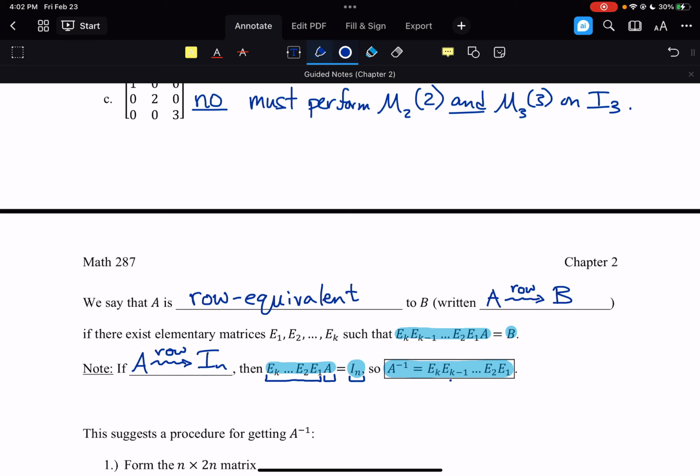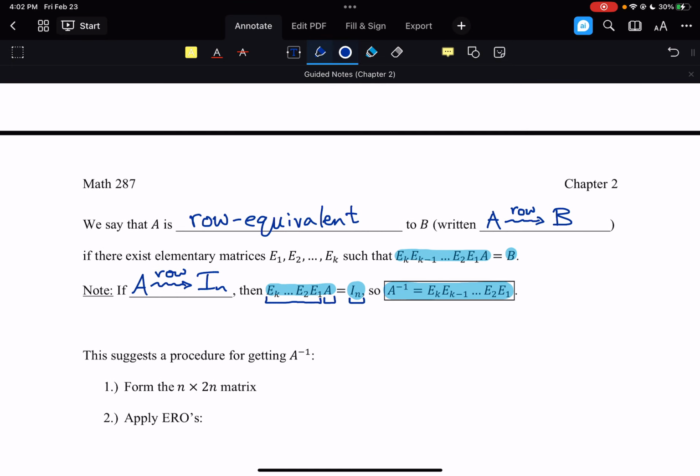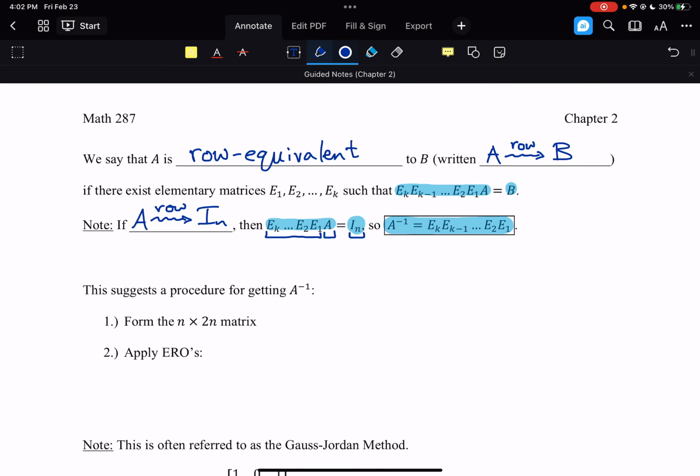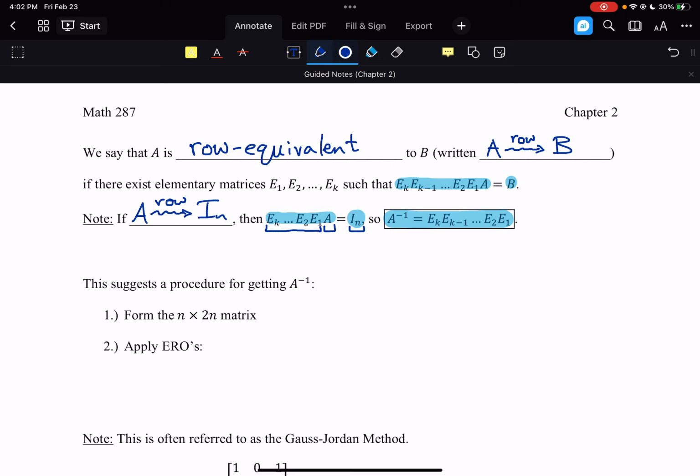Now, these matrices are essentially just single applications of EROs. So what we're going to be able to do is start applying EROs to an identity matrix and ultimately end up with A inverse. So how is this going to work? Well, our process is as follows.